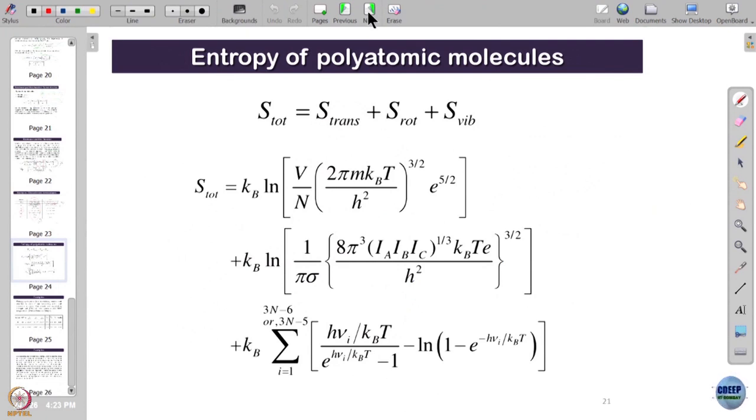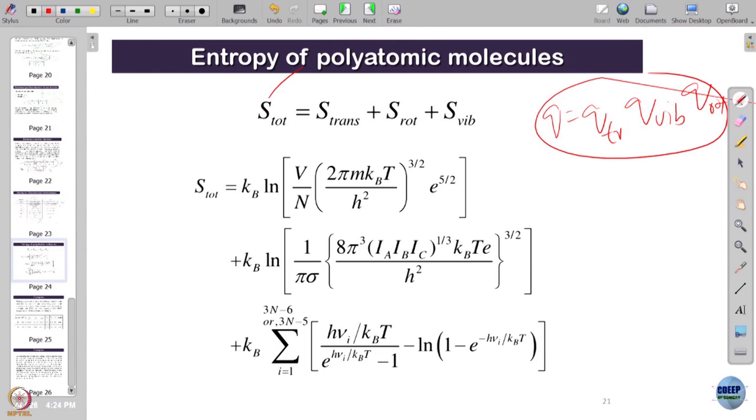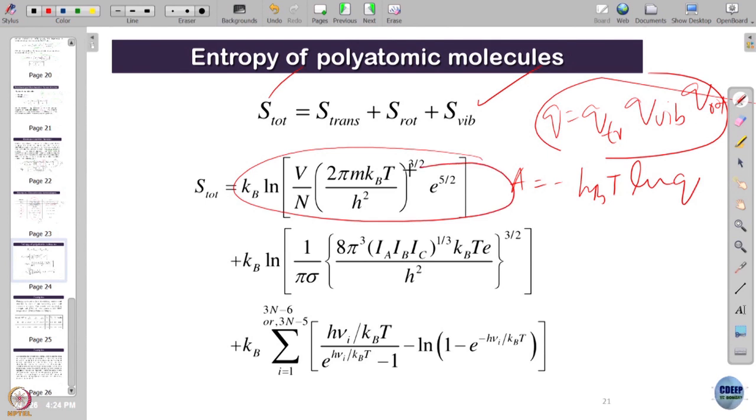Then the entropy of a polyatomic molecule is a wonderful thing, as I just discussed. Since the partition function is q translation, q vibration and q rotation, and the free energy is minus kBT ln Q, these decompose: the free energy becomes a sum of free energies and the entropy becomes a sum of entropies. This is trivial, but sometimes it is good to spell out the trivial thing to help the thinking. This is the Sackur-Tetrode equation for translation, and then this is the rotational part.